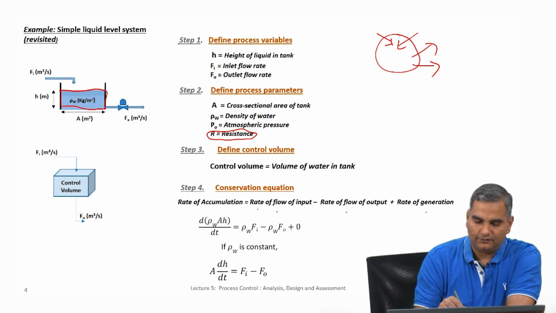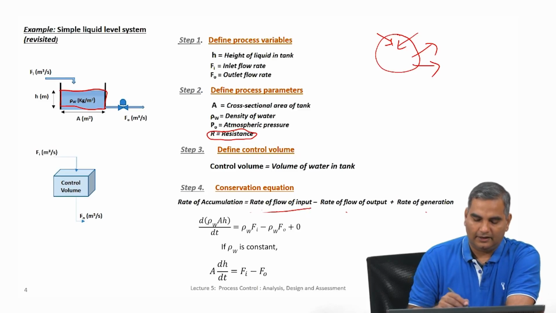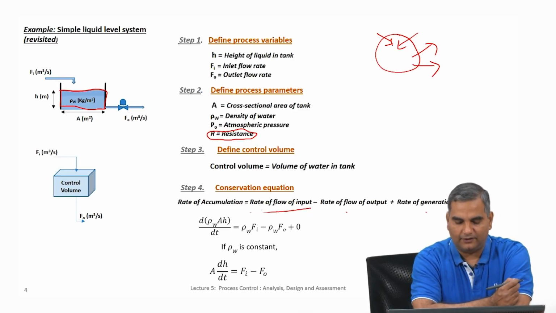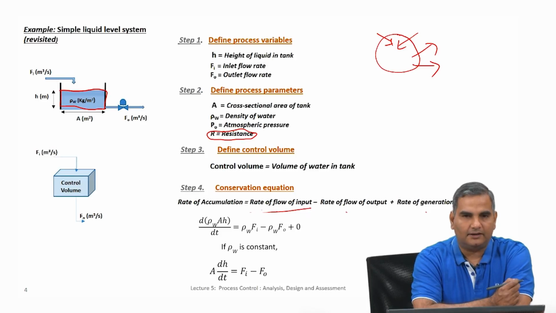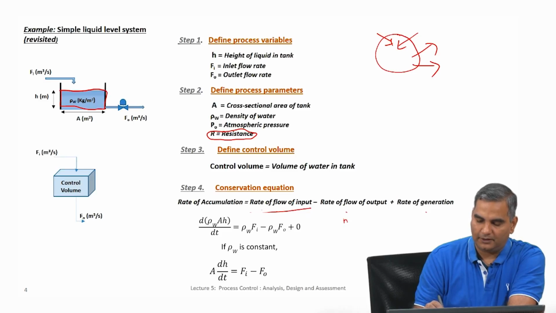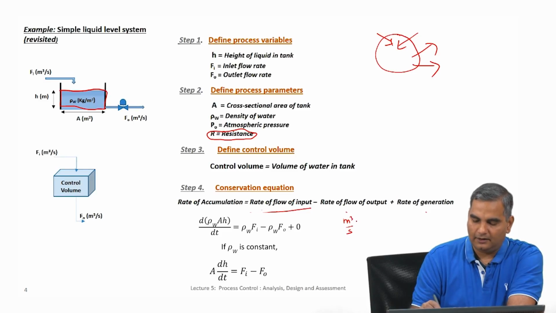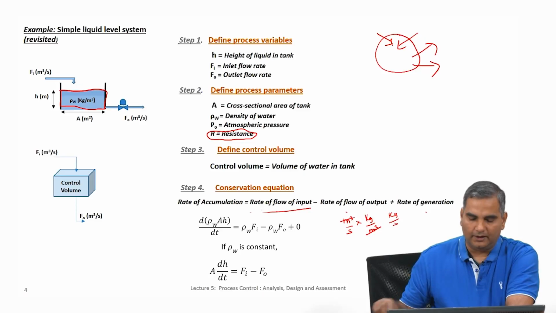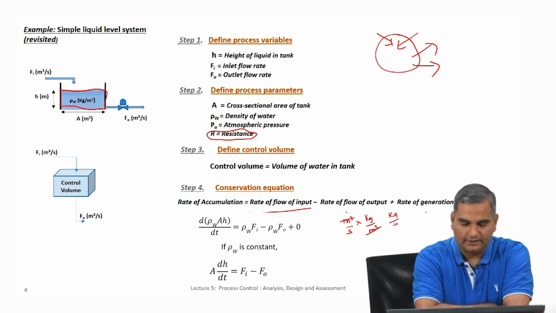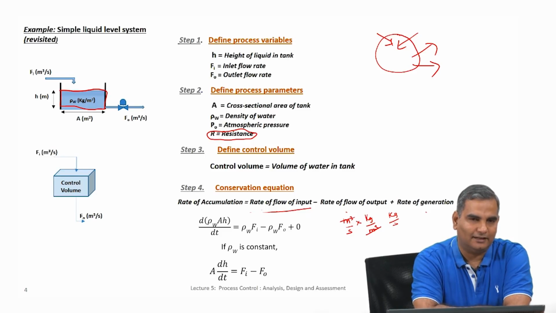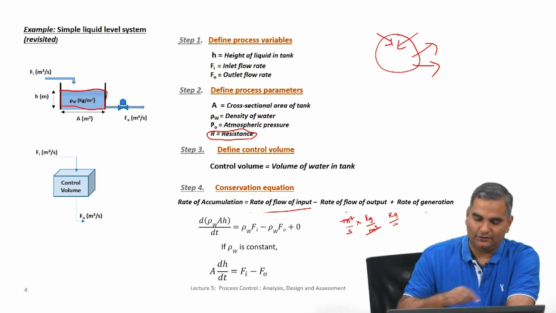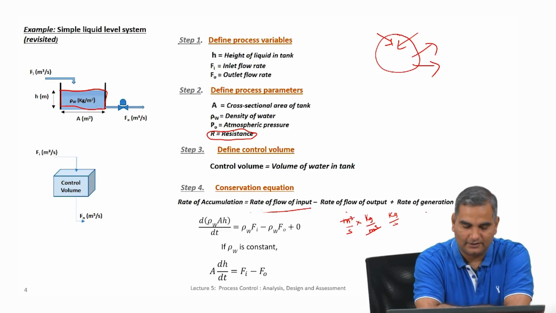If I say rate of flow of mass, then I know the flow rate is Fi, and if I multiply that by the density of water, I will get a mass flow rate in. So let us check that this is true. Fi is meter cube per second and rho is kilograms per meter cube, and this cancels, I get kilogram per second. Similarly, the rate of flow out I will get as rho w F naught. And since there is no mass generation here, we are going to have a 0 for the rate of generation. So that is the right hand side.